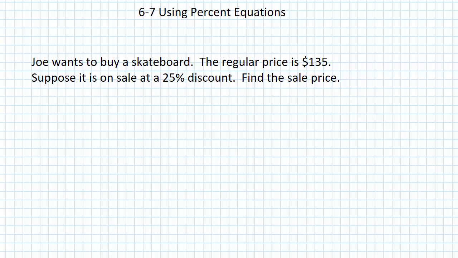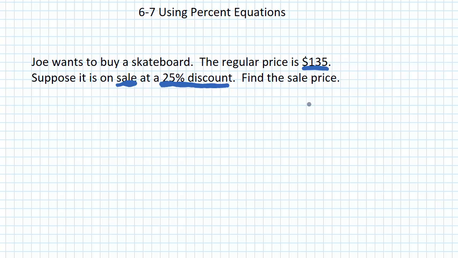So here's a question involving discount. Joe wants to buy a skateboard. The regular price is $135. That's what it costs normally. But right now it's on sale at a 25% discount. Okay, what discount means is that's the amount they are taking off the regular price. So they're not taking off $5, they're not taking off $10 off of every skateboard, because every skateboard is priced differently. They discount it at a percentage of the regular price.